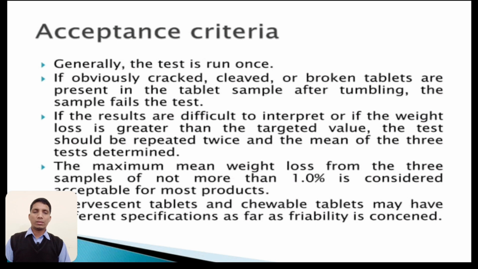Now the accepted criteria. Generally the test is done once. If obviously cracked, cleaved, or broken tablets are present in the tablet sample after tumbling, the sample fails the test. But if the results are difficult to interpret or if the weight loss is greater than the targeted value, the test should be repeated one or two more times, and the mean of the three tests is determined. A maximum mean weight loss from the three samples of not more than 1% is considered acceptable for most products.